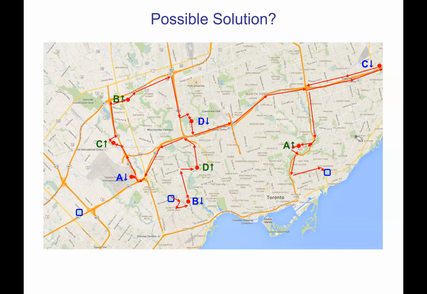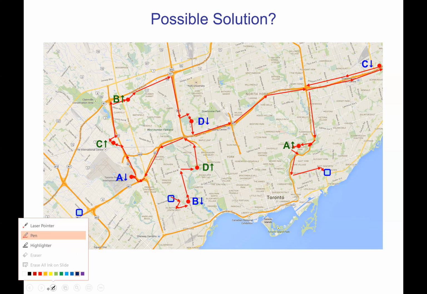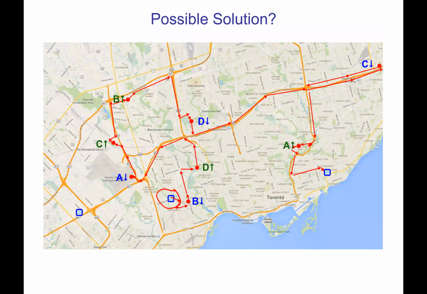So a possible solution. Well, let's see, is this a possible solution? So let me change my pen color to my favorite red color. Okay, so here I'm basically saying I'm going to pick my truck up there. And then I'm going to go to make my B drop off. Then I'm going to pick up package D.